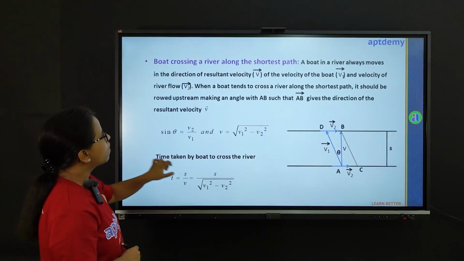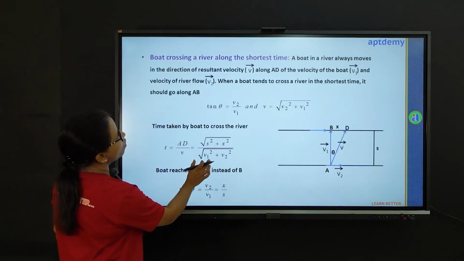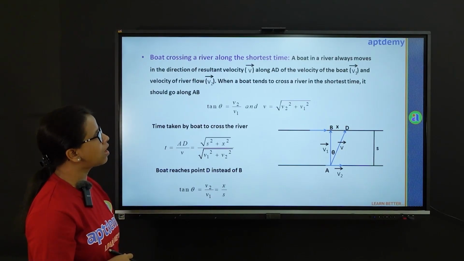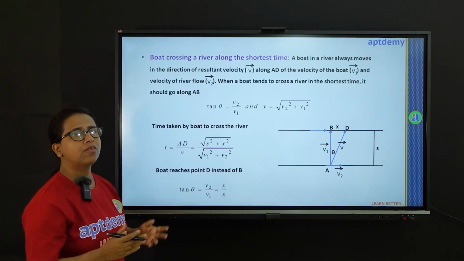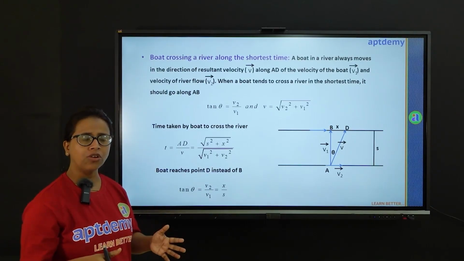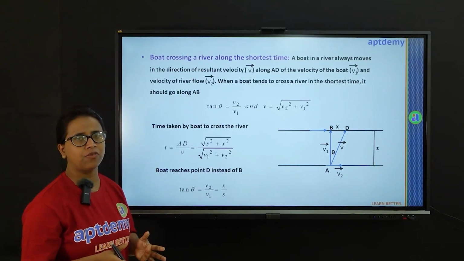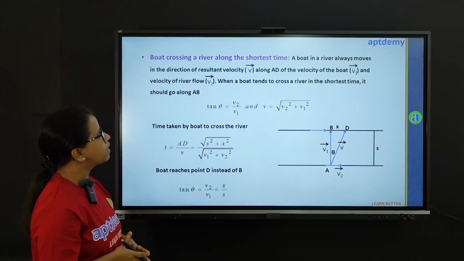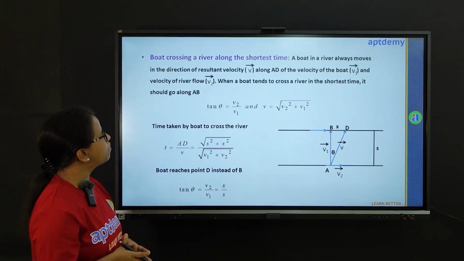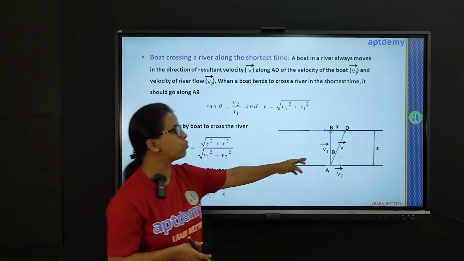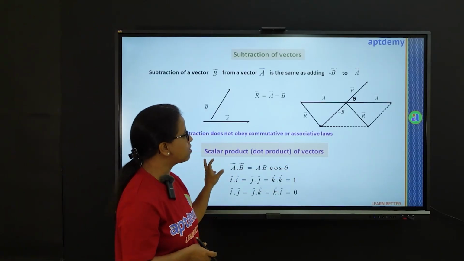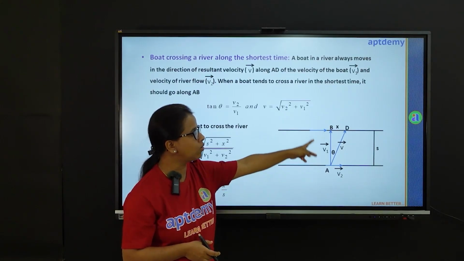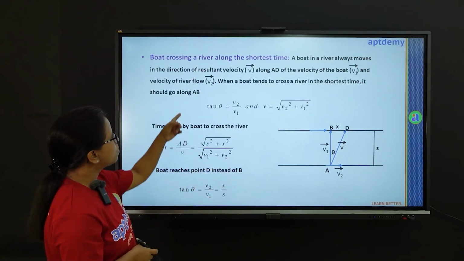Now let us look at the next case, which is the boat crossing the river in the shortest time. The same thing holds good here. A boat in a river always tries to cross the river and it will try to move in the direction of the resultant velocity. But as it intends to cross the river in the shortest time, it has to go along AB, because this is the perpendicular distance between the two ends of the river. So just have a look at it.